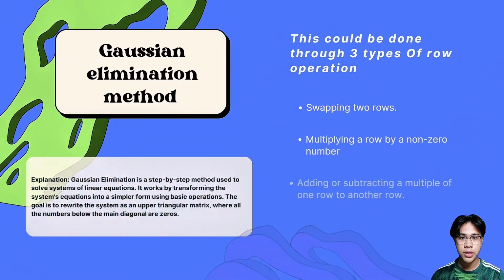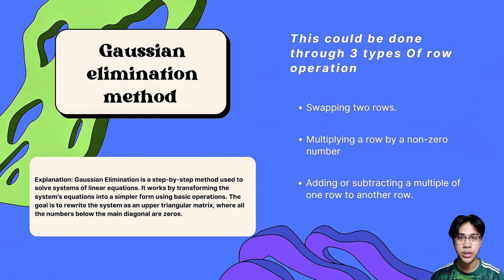Next, in linear algebra, we will learn about the Gaussian elimination method. Gaussian elimination is a step-by-step method used to solve a system of linear equations. It works by transforming the system of equations into a simpler form using basic operations.